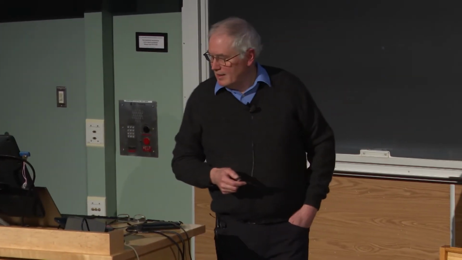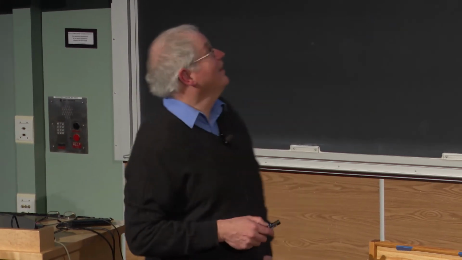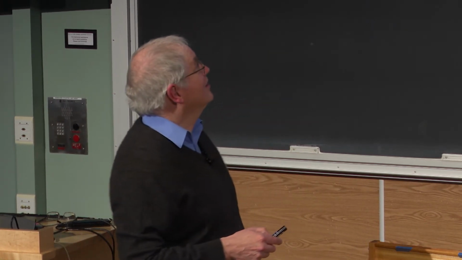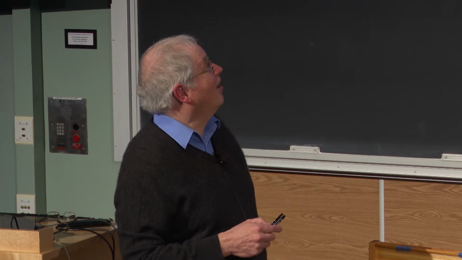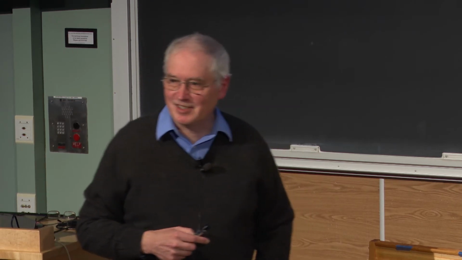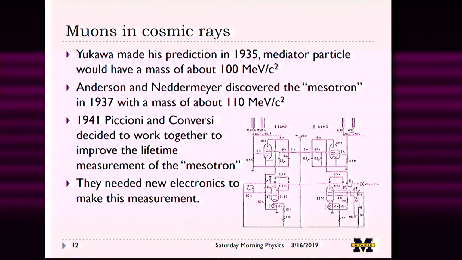interaction. He made this prediction in 1935, and then 2 years later, Anderson and Neddermeyer discovered a particle that was almost exactly the right mass to be this particle that held the nucleus together. In 1941, Piccioni and Conversi decided they were going to work together and measure the lifetime of this mesotron.